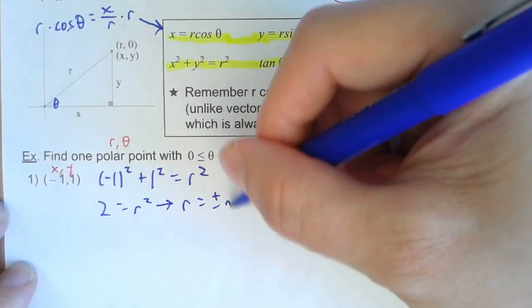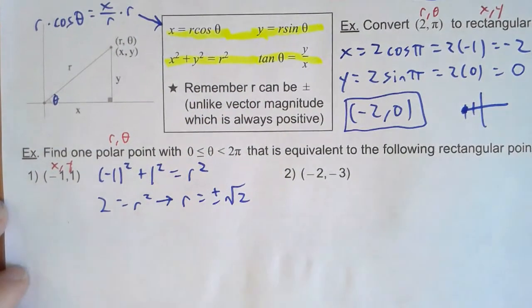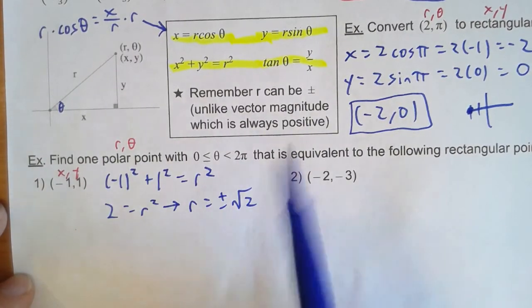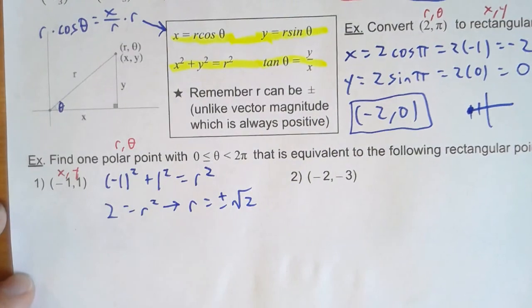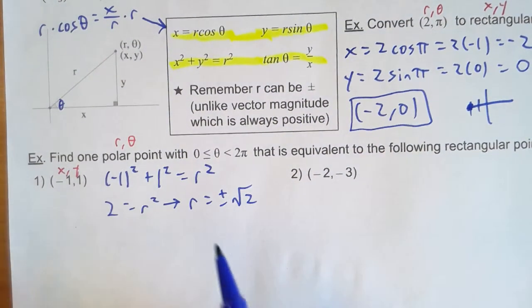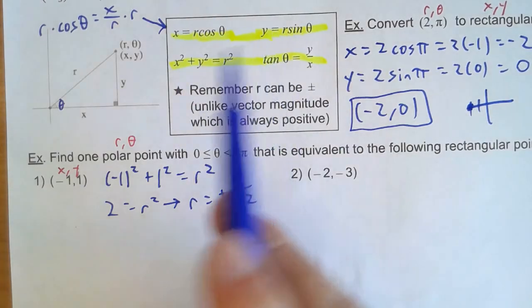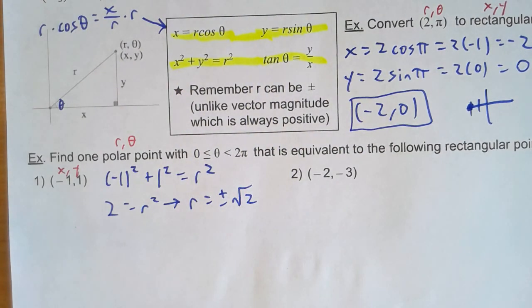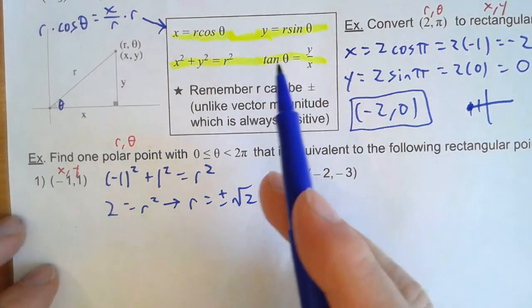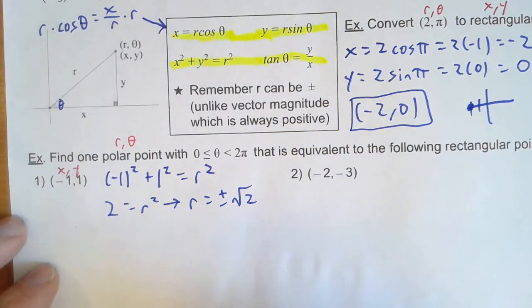So r equals plus or minus √2. We're going to have to pay attention to that. Remember, when you square both sides, you get plus or minus. R could be either positive or negative. We're going to have to think about that. And then to find our angle, at this point, you know r, so you could use cosine or sine if you wanted to, but it's always safer to use the given information. So that's why we typically use tangent to find our angle.